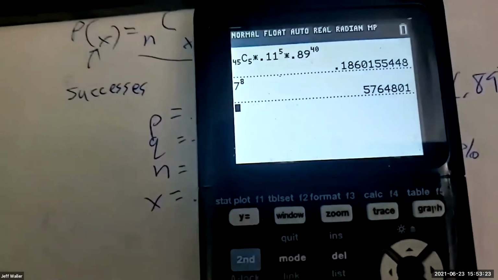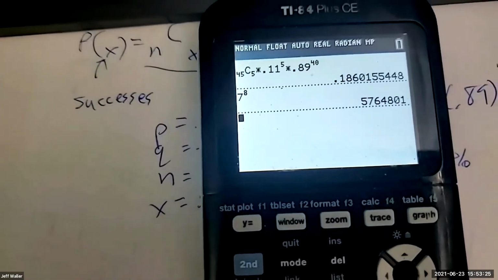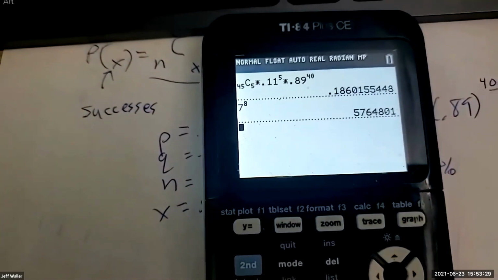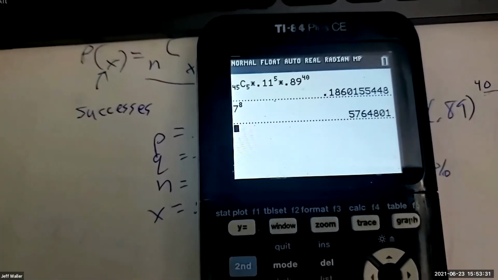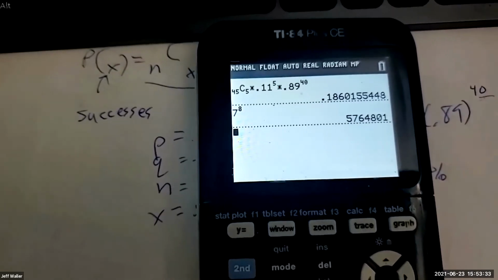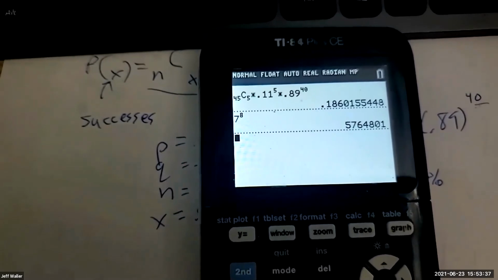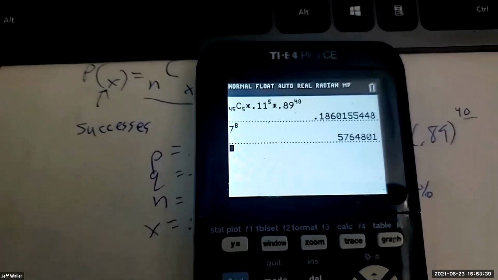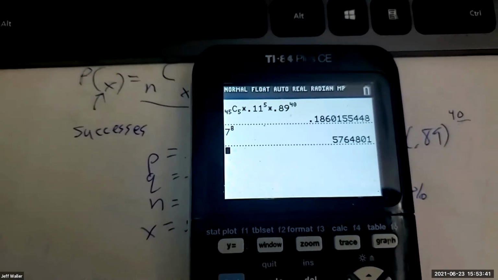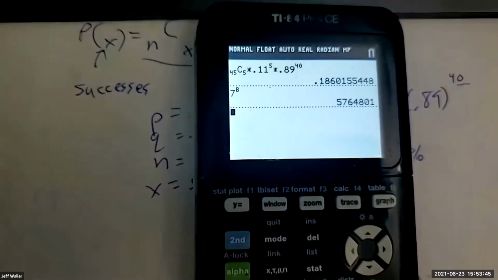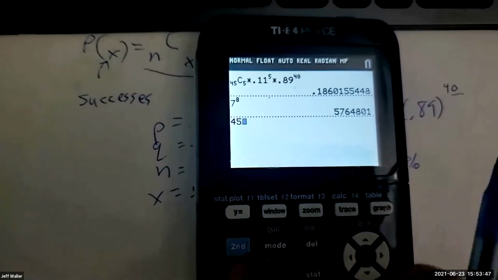Okay, let's see. Hold on. I tried clicking over like you said. Notice how your 11 and 8 are tiny? I don't know how to fix that. So let me type this in again. Okay. 45. Okay, 45.